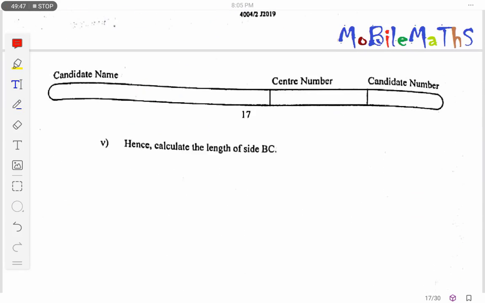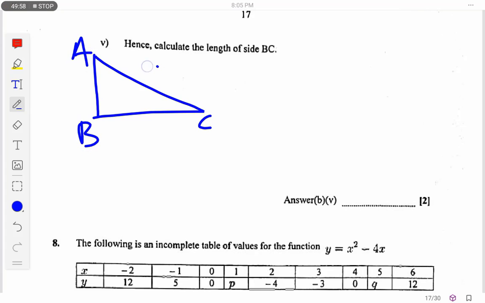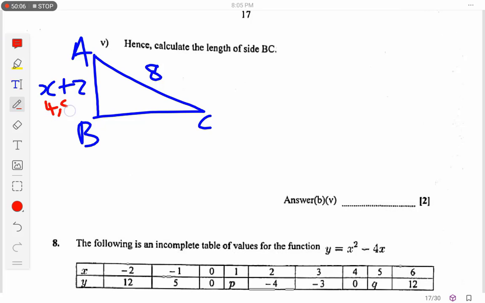Okay. Then hence calculate the length of BC. BC now. Our BC, this is our B, our C, our A. Okay, so we say this is 8. Then AB was x plus 2. So this is basically becoming 4.5 there.